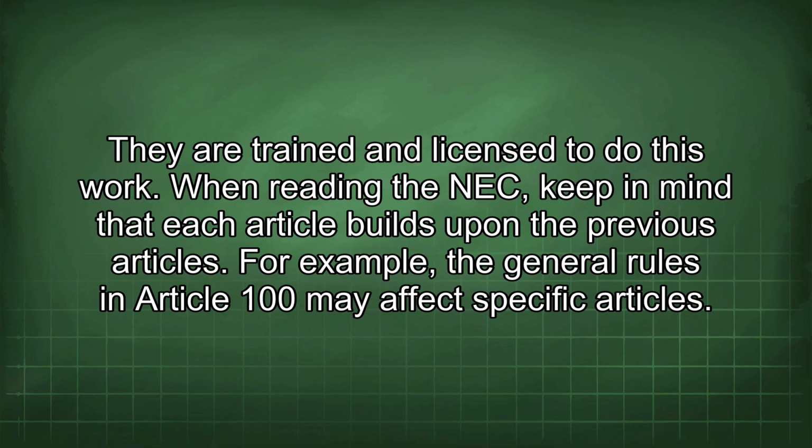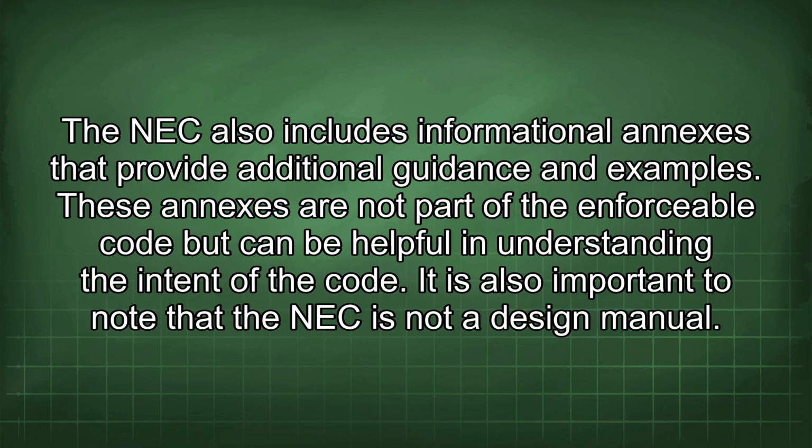When reading the NEC, keep in mind that each article builds upon the previous articles. For example, the general rules in Article 100 may affect specific articles. The NEC also includes informational annexes that provide additional guidance and examples. These annexes are not part of the enforceable code but can be helpful in understanding the intent of the code.